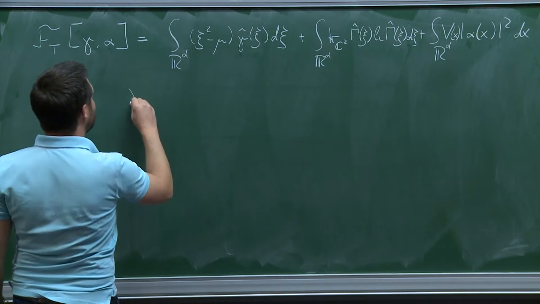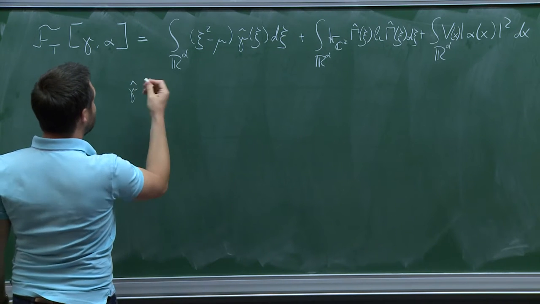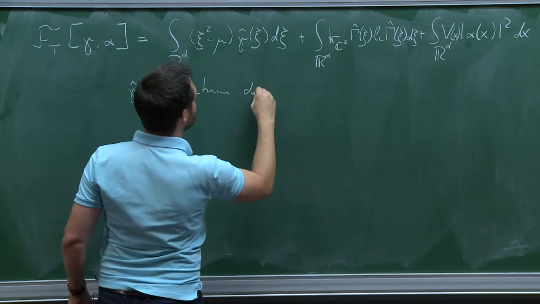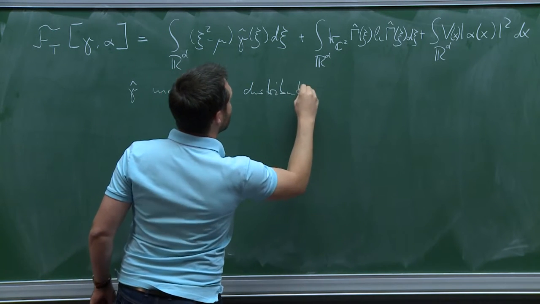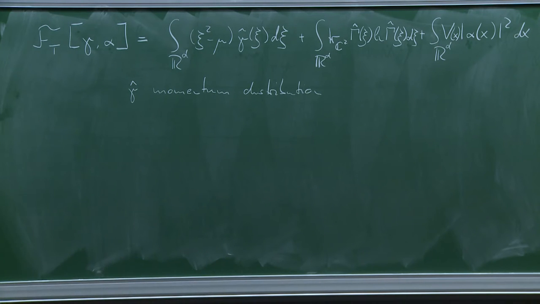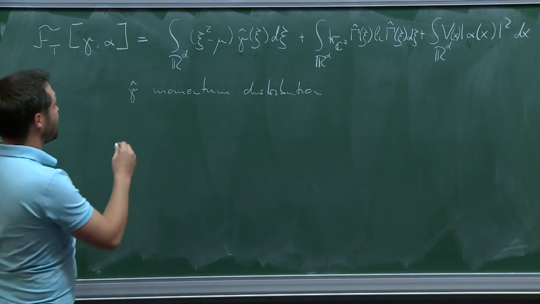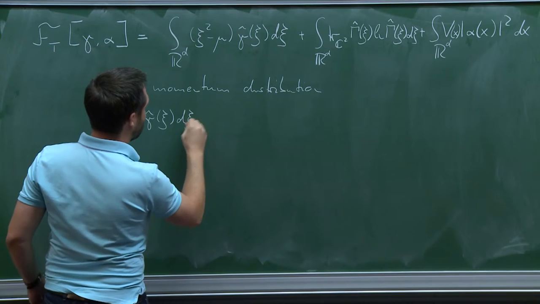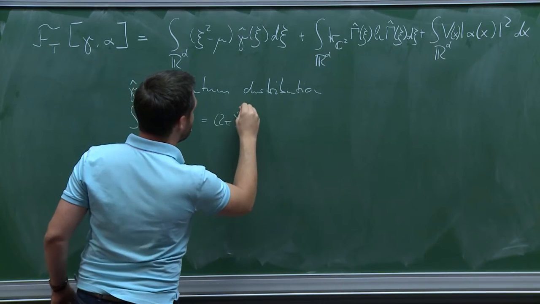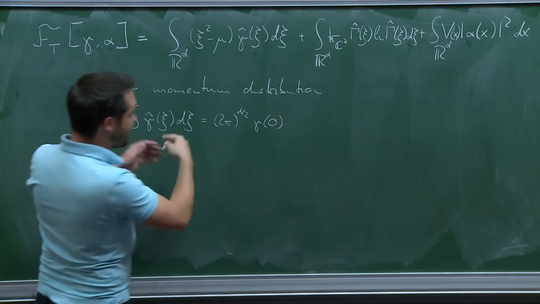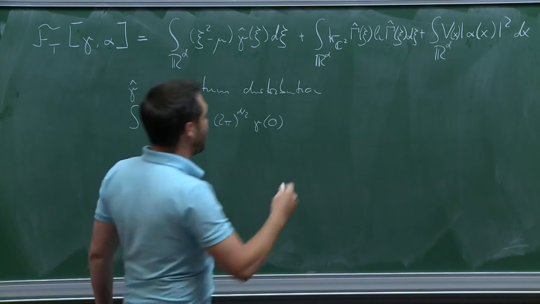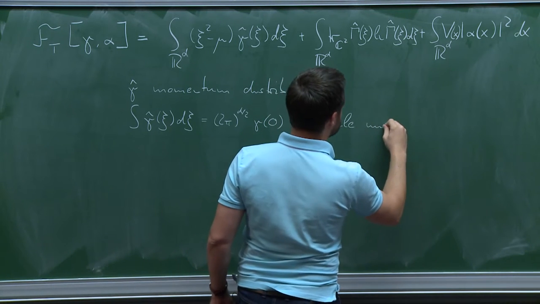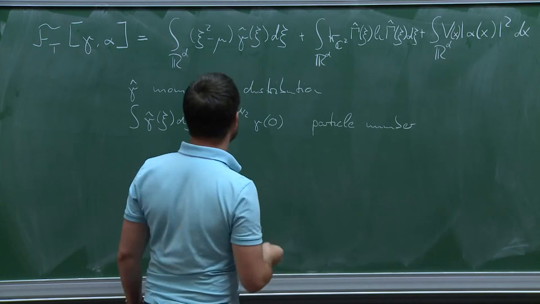The interpretation of gamma hat is that it's the momentum distribution of these fermionic particles, and in particular the total integral of this distribution, which has a factor of 2 pi to the d over 2, and then it's gamma hat of 0, that's the total particle number.